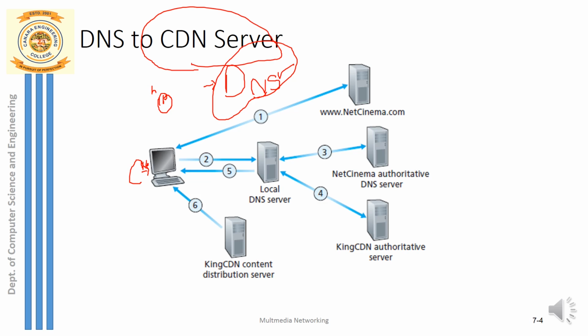He types the URL www.netcinema.com. His request will be sent as an HTTP request to the remote server. What is he expecting from there? The home page of netcinema.com. So that is the first step, where his request is sent to the netcinema.com server with the help of the URL, and in reply he should get the website or the web page, right?